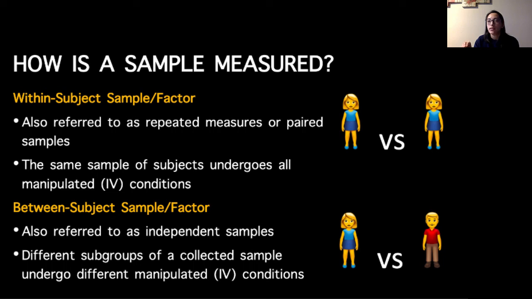We could look at different diet programs, right? If we gave one sample a keto diet, one sample a paleo diet, and one sample, like their control group, they just eat normal macro amounts, maybe. Okay, those would all be examples of between subject samples or between subject factors.